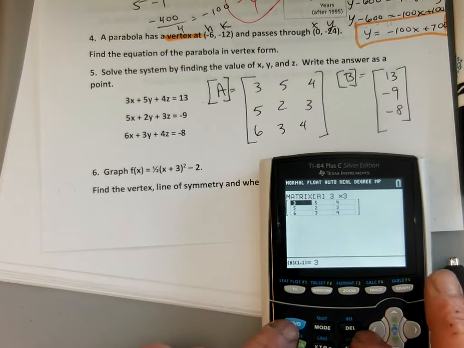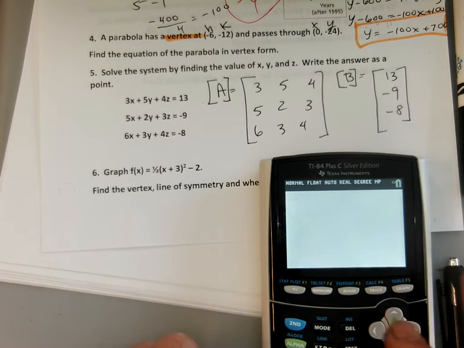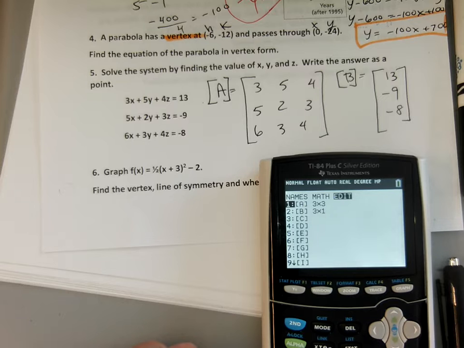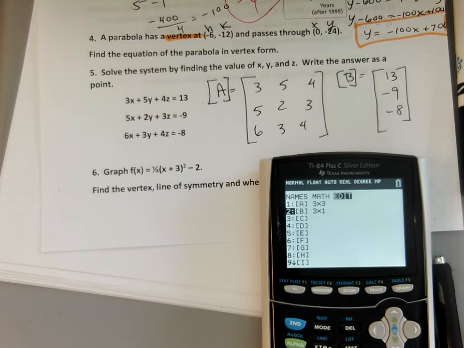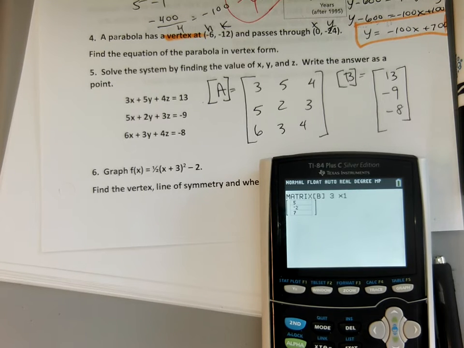And then I'm going to make matrix B. So I go to matrix again. I go to edit so I can create, make, change, edit. I want B, so I highlight B. B is a 3 by 1, 3 enter, 1 enter. And I'm going to put in my 13, negative 9, negative 8. Okay.